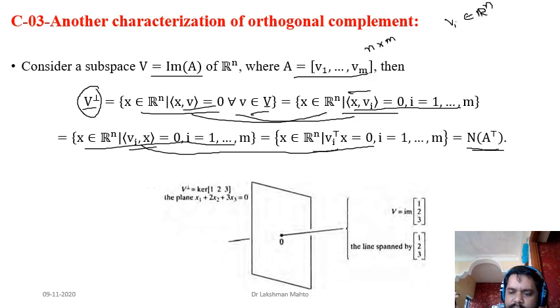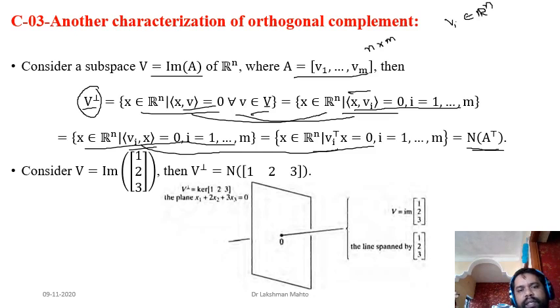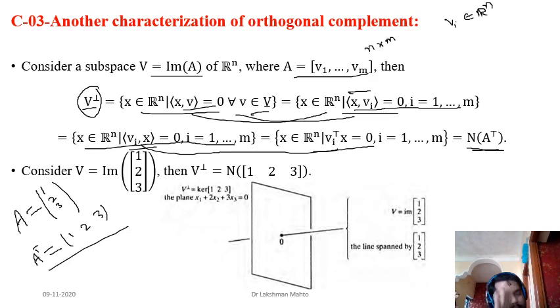Geometrically you can observe it here. One example I have taken. Suppose we take a matrix with a single column. So A is a matrix which has only one column, and V is the column space of A. The entries are 1, 2, 3. Then what would be the orthogonal complement of V? V perp would be just the null space of the transpose of A. What would be A transpose? It would be a row matrix, 1, 2, 3. This one is the column matrix, this one is the row matrix. So you got V perp. This is the geometry you can observe. In this one, the given V was a line, and this V perp is a plane.